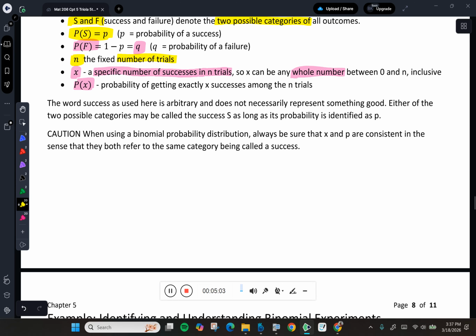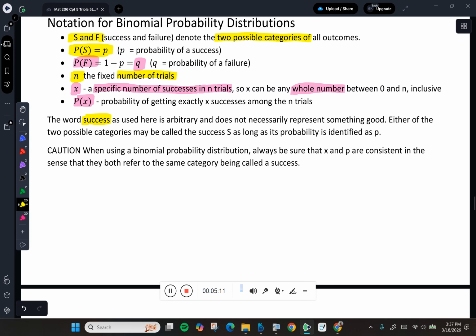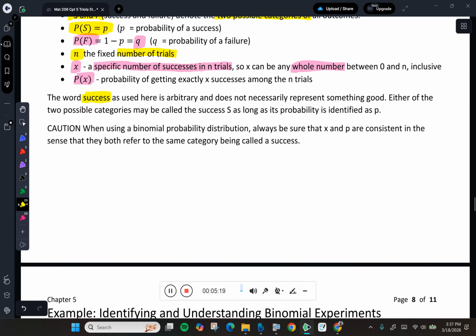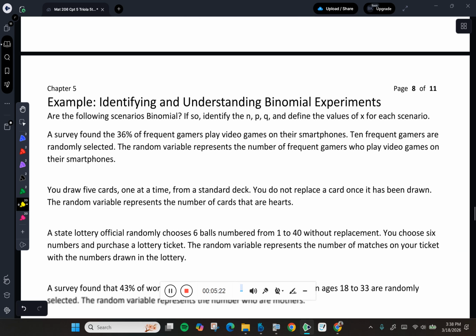Now, one thing that people sometimes get stuck on is they think that this means good, and that means that failure is bad. No, success and failure here are just words we use to talk about there being two outcomes. Call this thing success, call that thing failure. All right, let's take a look at an example.